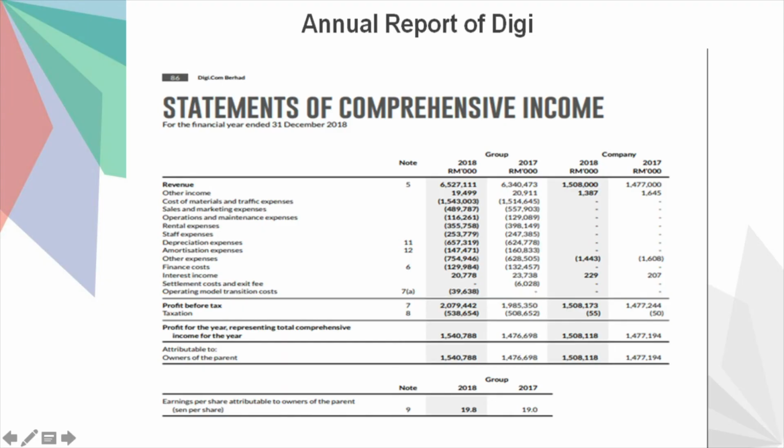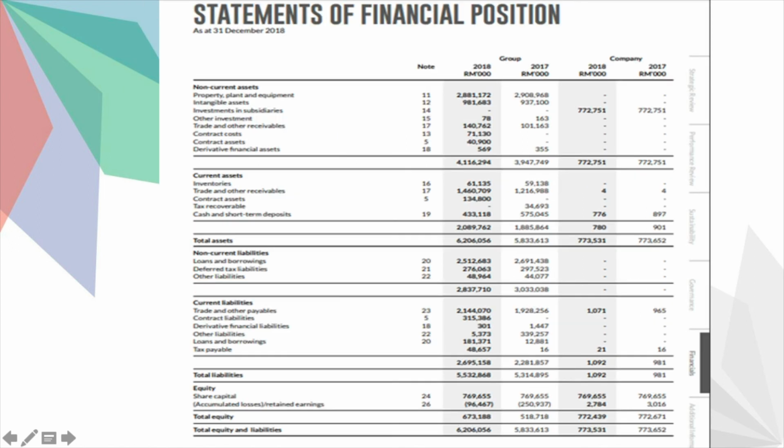Okay, next, the statement of financial position. As we can see here, on the net current asset, the derivative financial asset, on note 18, we can see that in 2018, for the group, it cost 569,000 ringgit Malaysia, and in 2017 it is 355,000 ringgit Malaysia, which means it increased in 2019.